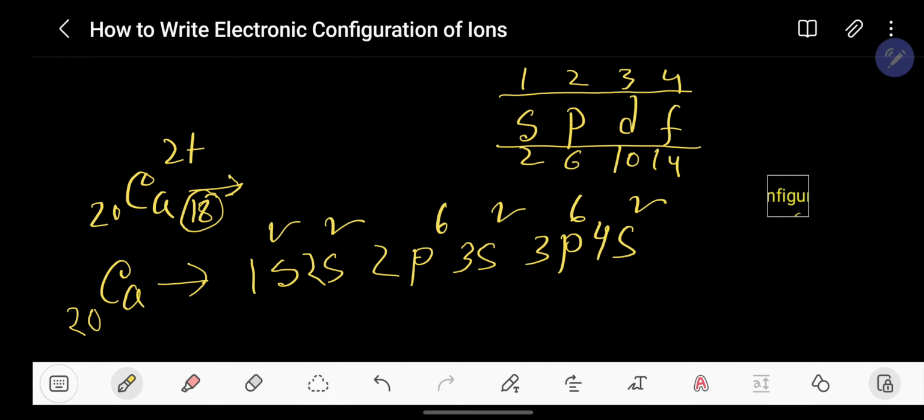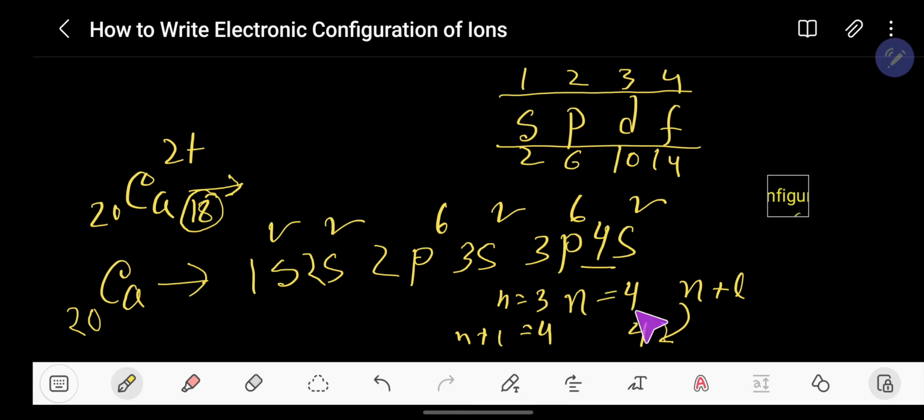So the electron will be removed from the highest value of n. Here the highest value of n equal to 4, right? The n plus l value here is 4 plus 0, that is 4, right? And the highest value of n here is 3, so n plus l is 3 plus 2... n plus l equal to 5. So at first we'll remove electron from the highest value of n. So electron will go from this subshell, that is 4s subshell.